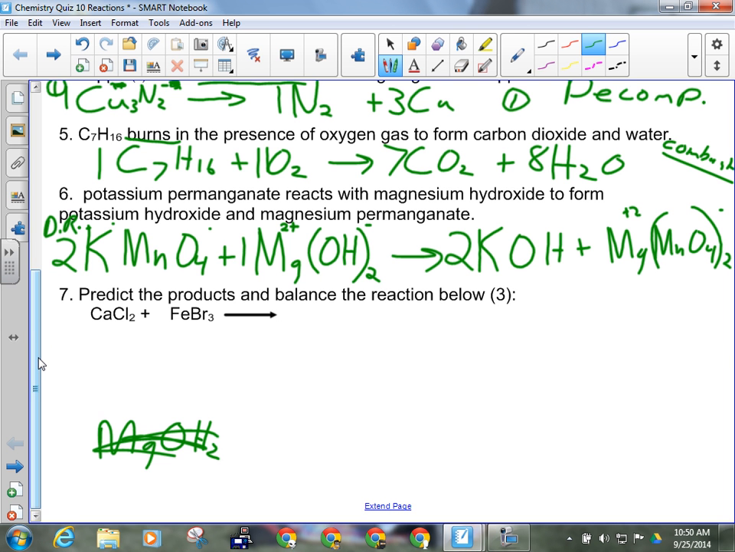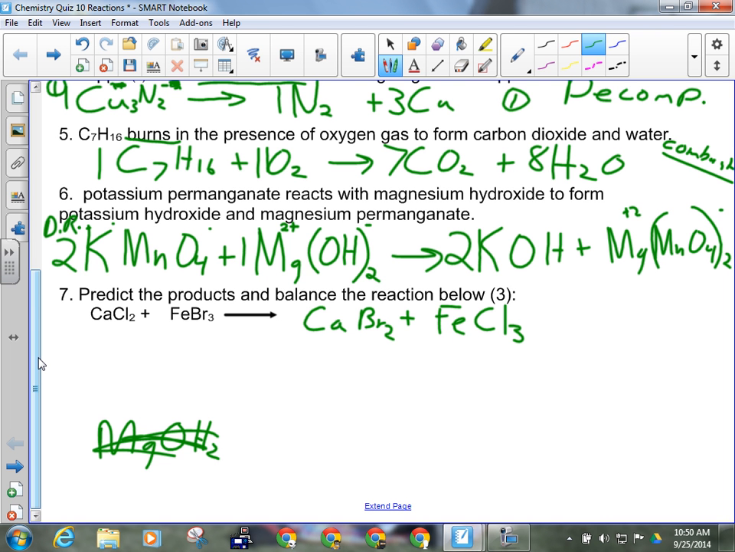Okay, number 7, we got to predict the products and balance the reaction below. It's a double replacement reaction. That's our first step in prediction. Which means I'm simply going to swap the metals to make my 2 new ionic compounds. Calcium will end up with bromine. Iron will end up with chlorine. I have to swap and drop them both. Calcium's a +2 charge, so this will be CaBr2. Iron was a 3+ charge on this side, so this will be FeCl3.